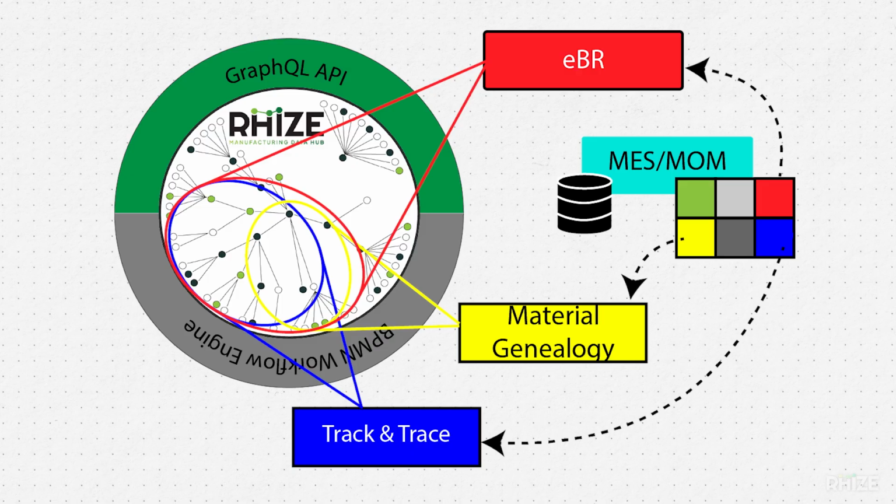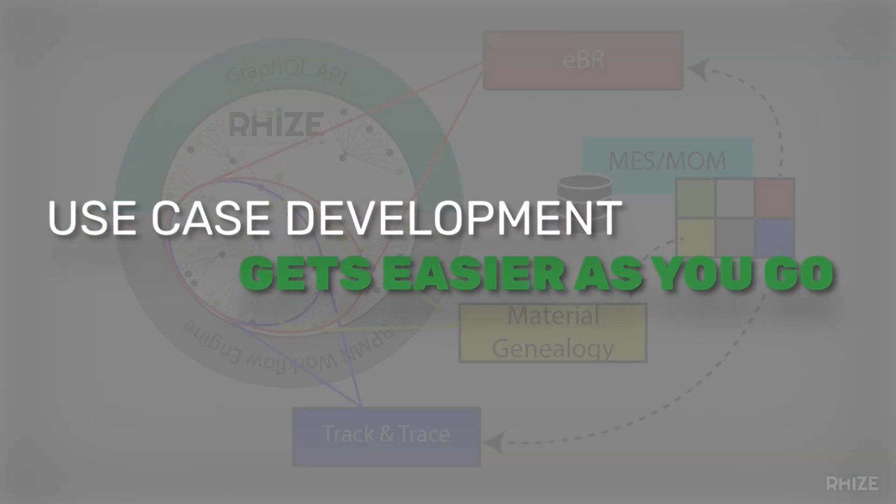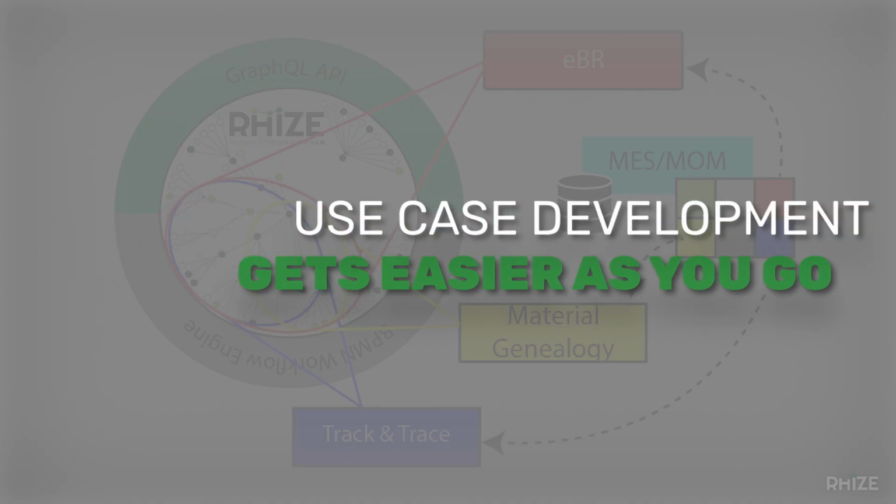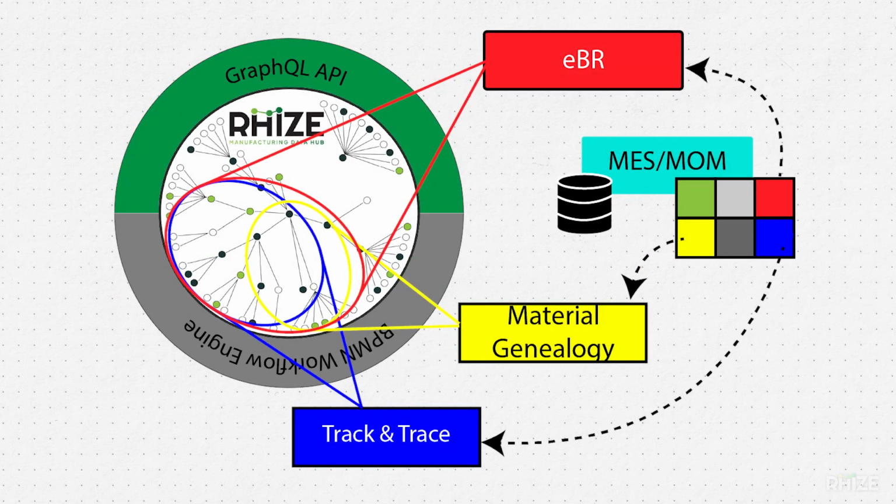Let's recap. Unlike traditional approaches, a few critical things occur when using a manufacturing data hub. First, use case development gets easier as you go. Why? Because the amount of data that needs to be mapped to the standard ontology continues to reduce as use cases are developed. Each new use case leverages the resources and processes already developed, requiring only additional elements for that use case which have not been already developed.